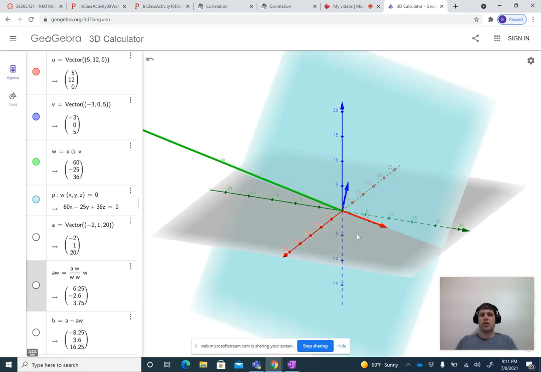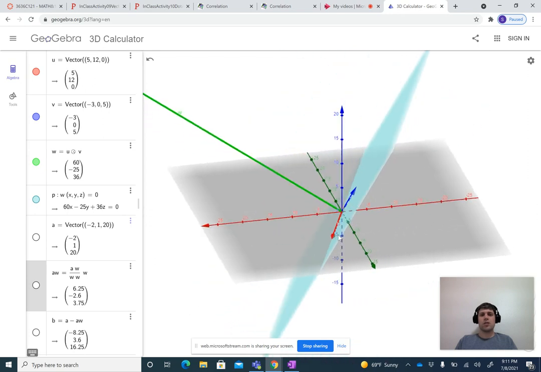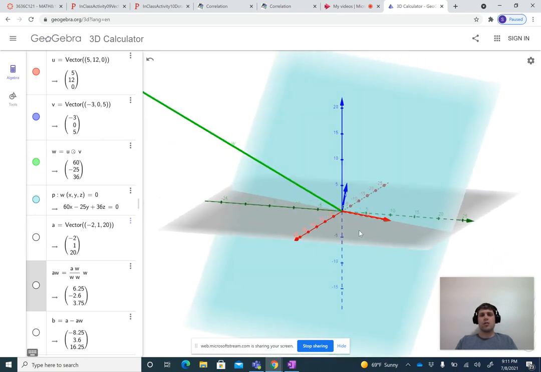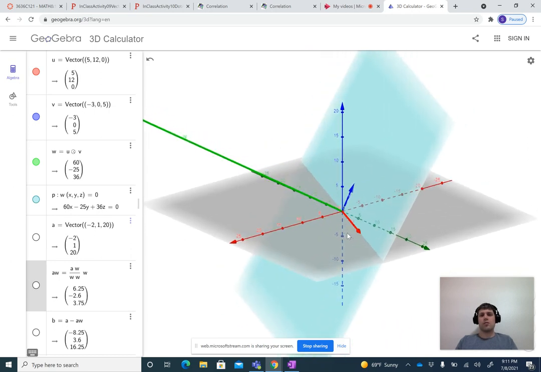And we can check using GeoGebra that indeed that is the case. So this is a way to also check your work. Once you work it out on the challenge, you can quickly type it in here and see if you actually got the right answer.